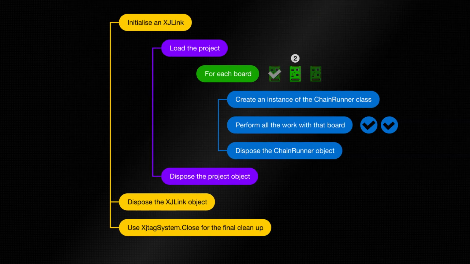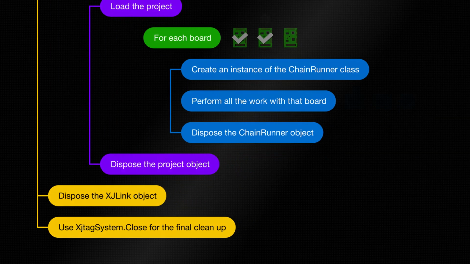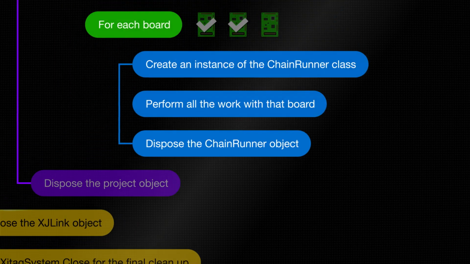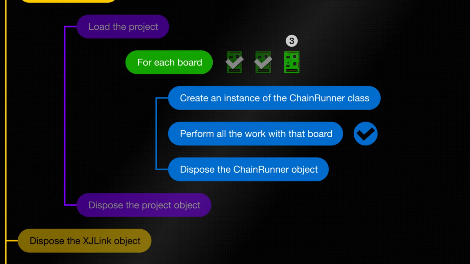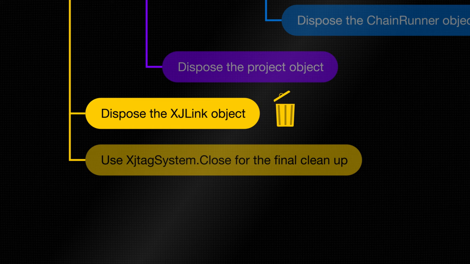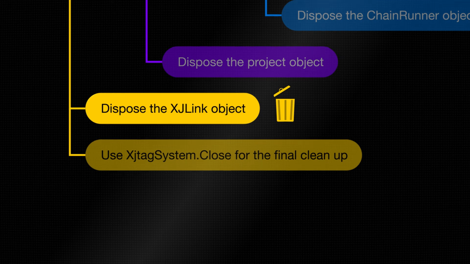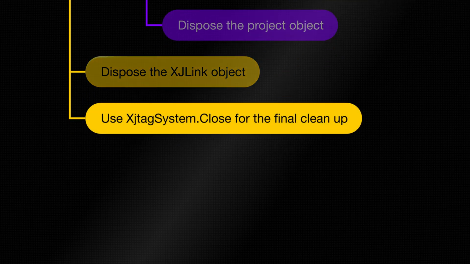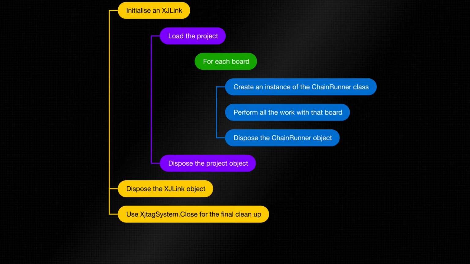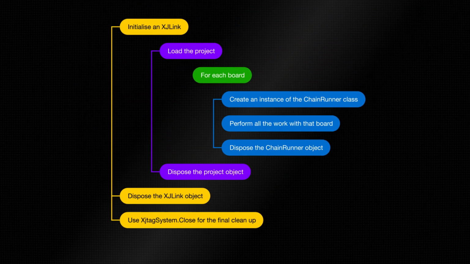Once you've finished all your work on that particular board, don't forget to dispose the ChainRunner instance so that the next board can start with a new one. That'll ensure everything gets initialized into default states. Then, when you've finished all the testing that uses that particular project, you can dispose the Analyzer project instance, and finally, dispose the XJLink instance. Only use XJTAG system.close right at the end once you've finished with all the equipment. That will do some final cleanup to ensure all the threads that XJTAG created are stopped.